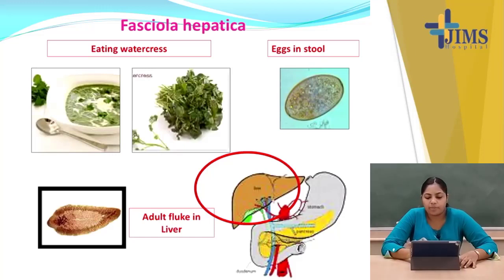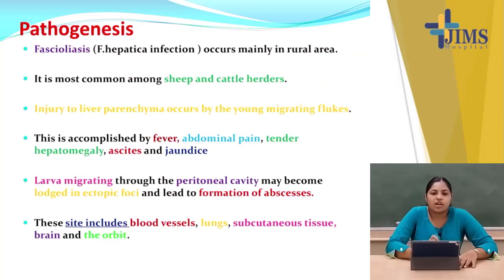So mainly Fasciola hepatica infection is caused by aquatic vegetation, and eggs are passed in the stools. The adult worm is flat, so it is a fluke, and mainly it is present in the liver, so it is named Fasciola hepatica. Coming to the pathogenesis, the infection is called fascioliasis, meaning infection with Fasciola hepatica, which mainly occurs in rural areas where sheep and goats are herded, and it mainly injures the liver parenchyma and the biliary tract.